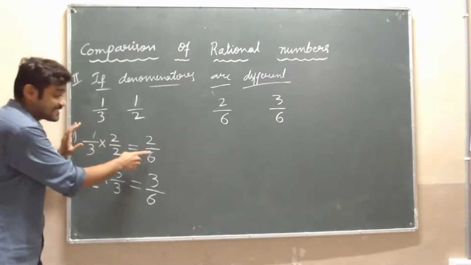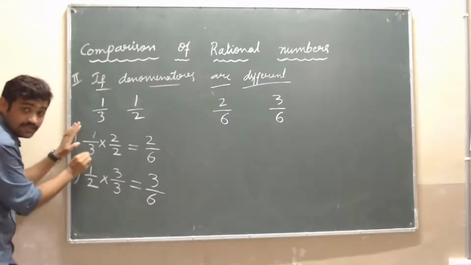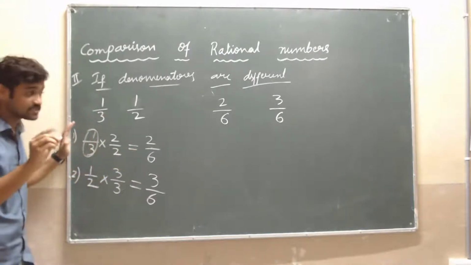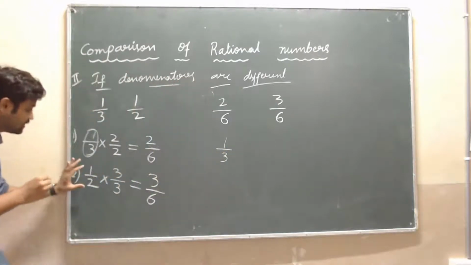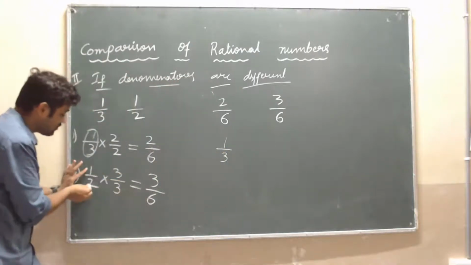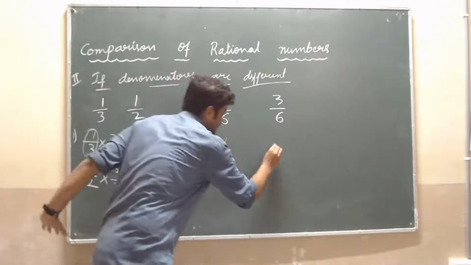And 2 by 6 is the answer of which number? That is 1 by 3. Did you understand? Write it here, 1 by 3. Then 3 by 6 is the answer of 1 by 2. I will write it here, 1 by 2.